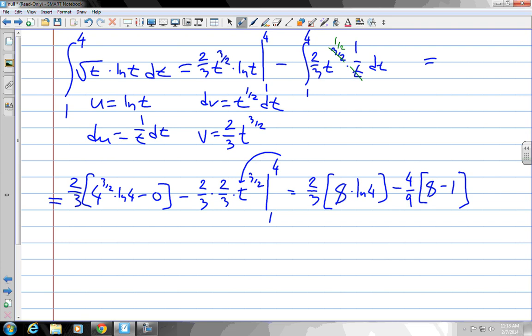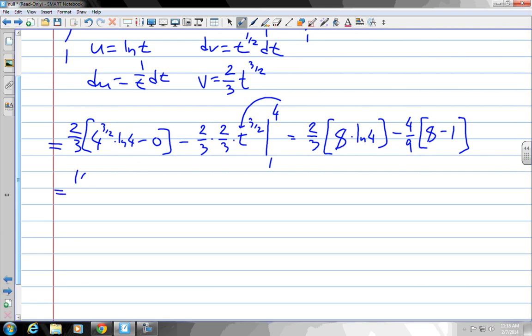Whatever that is numerically. Did I compute that? I didn't even bother computing that. So 16/3 ln of 4 minus, what is this? 7 times 4, 28, 28/9. So whatever that is numerically, that's the value of the integral. Somebody's punching that in. What'd you get? All right, 4.28.